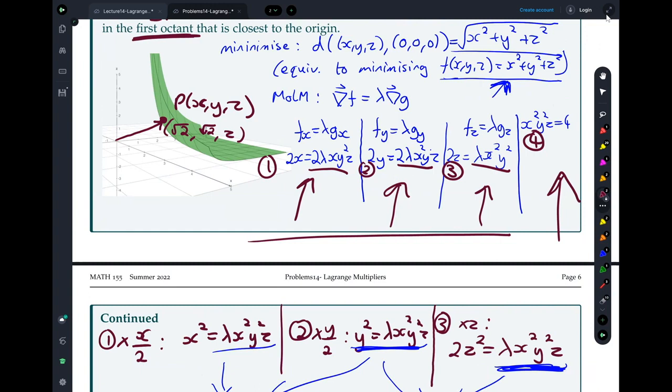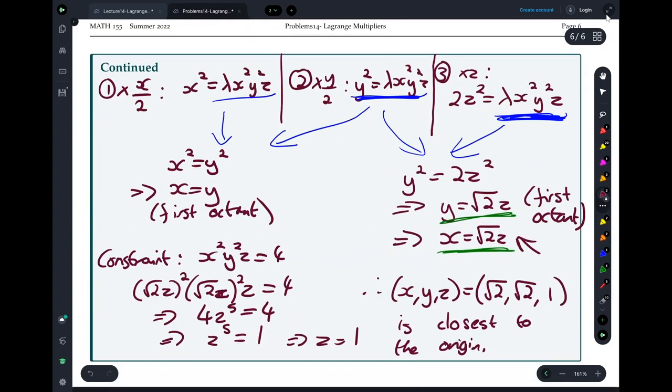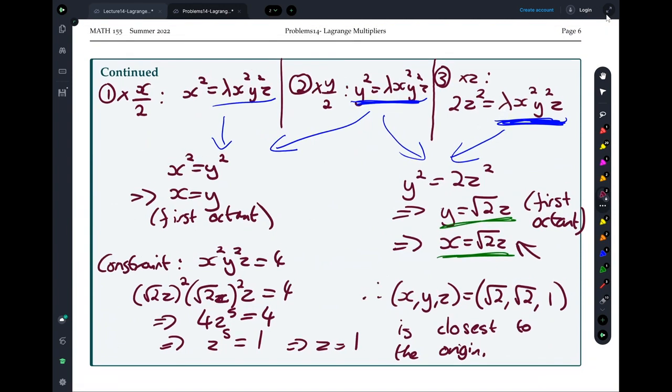This method's really powerful because it allows us to work out fairly complicated problems. How do we maximize? How do we minimize something subject to constraints? And all we need to do is look at the gradients of our function and then do a little bit of manipulation.